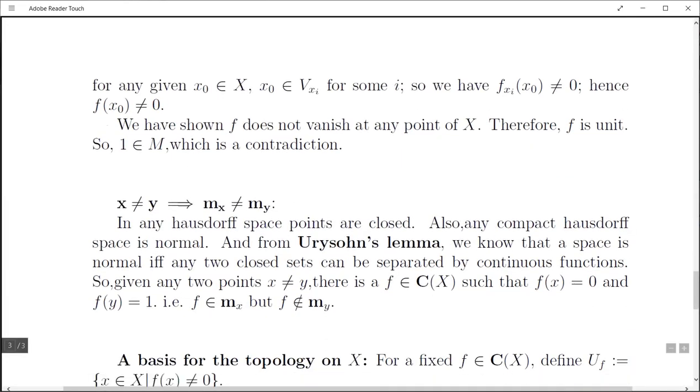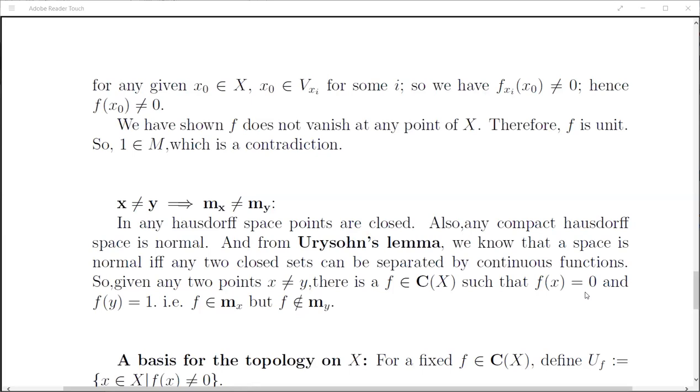So now a small observation, which is that if my x is not equal to y, then my Mx and My are also not equal. Yeah. So if x and y are two different points, then the corresponding maximal ideal will also be different.